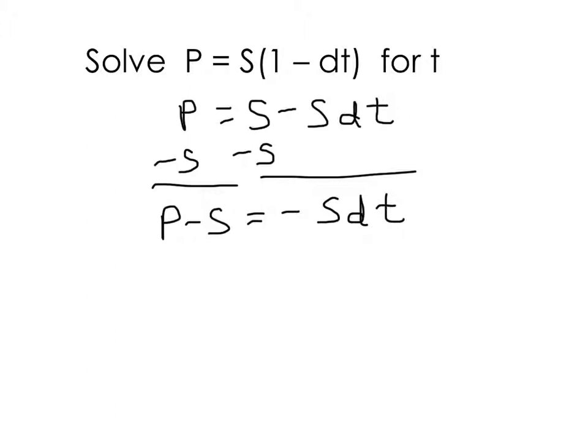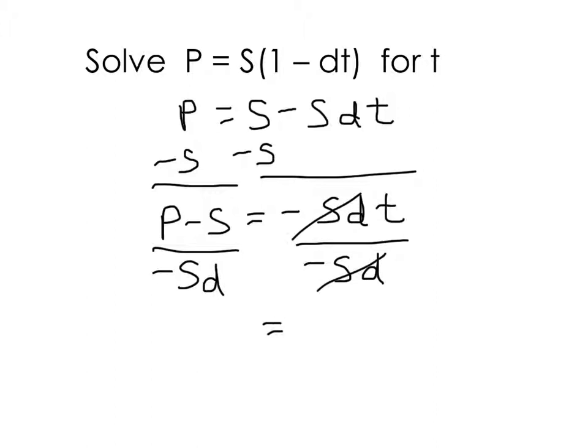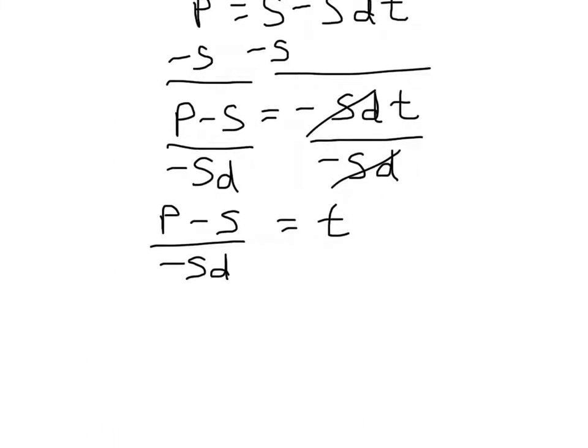So now what? Divide both sides by negative s d. We'll cancel out that negative s d, and we just will have the t on the right-hand side. We've isolated the t, so we have solved for it. P minus s over negative s d. And what would you say if you looked in the back of the book and it said that the answer was s minus p over s d?